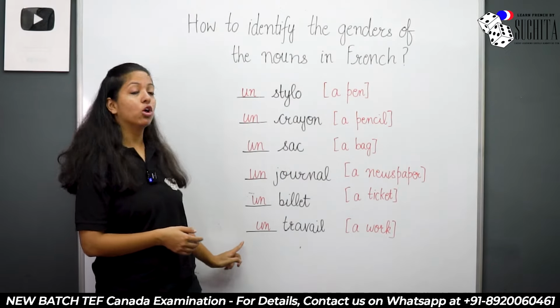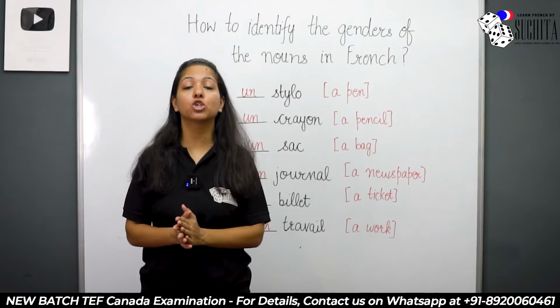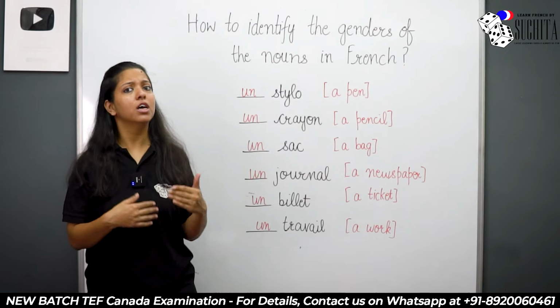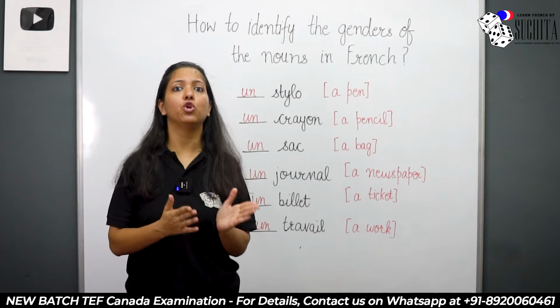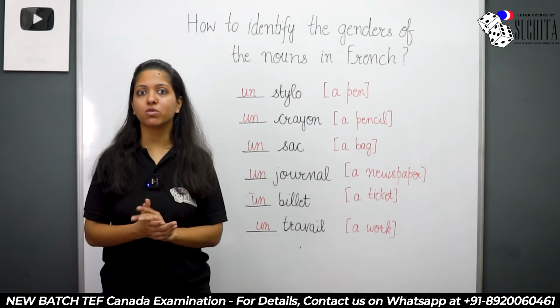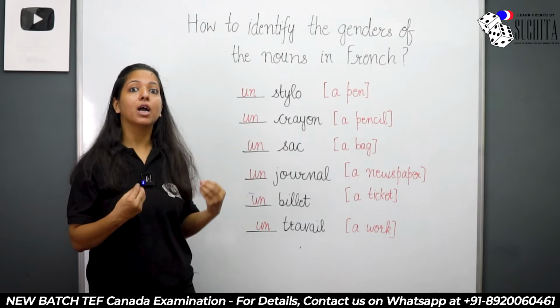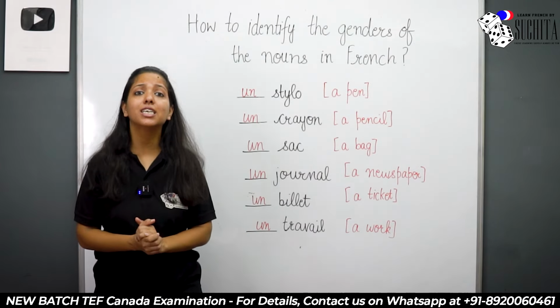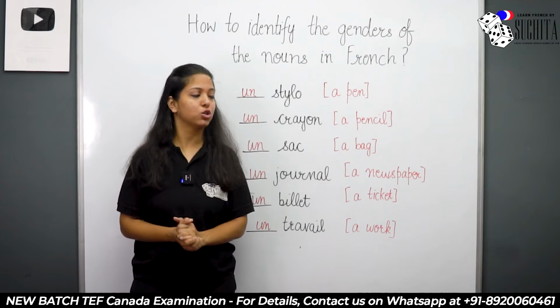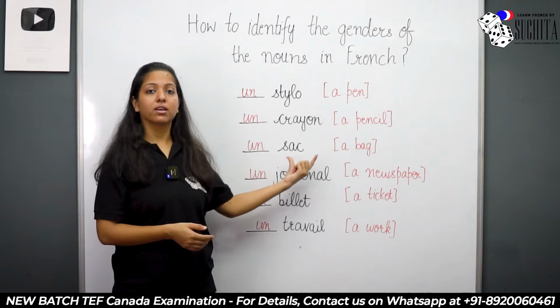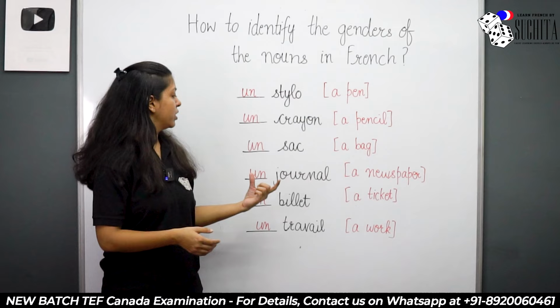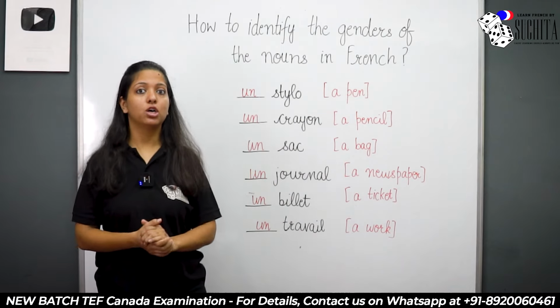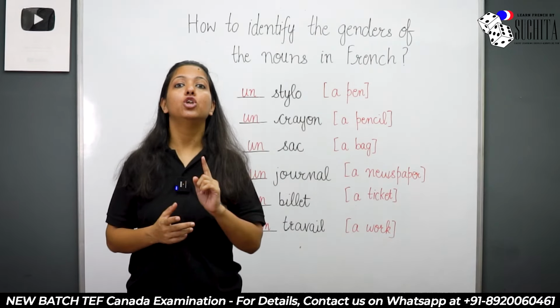Now again I would say all of them are the indefinite articles. That's your choice. If you want to use the definite articles, le, la, le, you can use that, because my point being, I want to teach you the identification of the genders of the nouns in French. Next is un sac, which means a bag. Next is un journal, which means a newspaper.